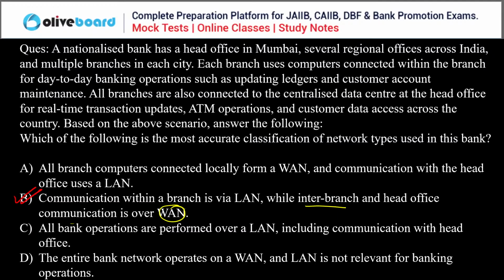Okay, I have framed one more very good question from this LAN and WAN in the final marathon, because there I have asked you a more complicated and tricky question regarding LAN and WAN, that if something is down, then it is related to what, WAN or LAN. So let's wait for that question also. So communication within a branch is with LAN, while inter-branch and head office communication is over WAN. That is simple.